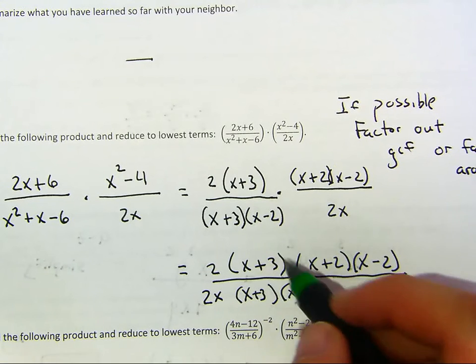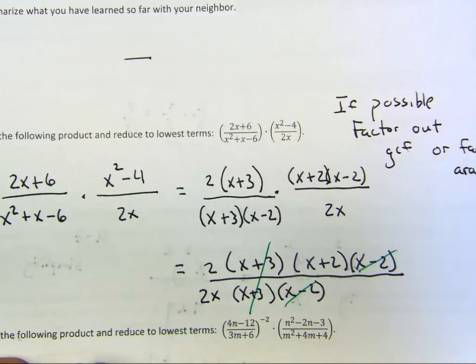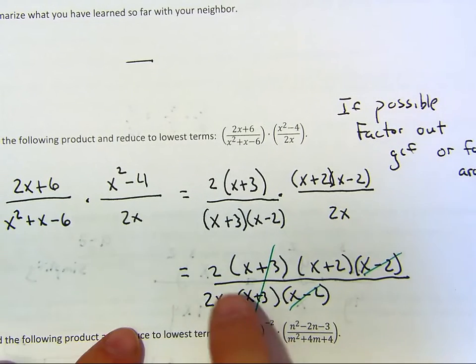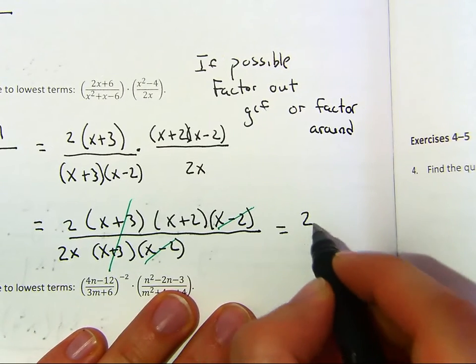Okay? Now, once we get to this point, this is the favorite part. Isn't this so therapeutic? You just start canceling terms. So we can cancel this, and we can cancel the x minus 2's. Okay? But now, can we cancel the 2's here?